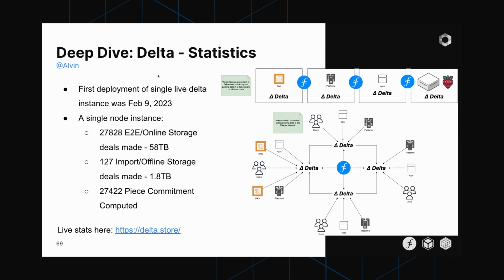The first deployment of a single live Delta instance was last month, February 9, 2023. That single node instance has already generated 27,820 online storage deals, 127 import deals, and it has already computed 27,422 piece commitments.